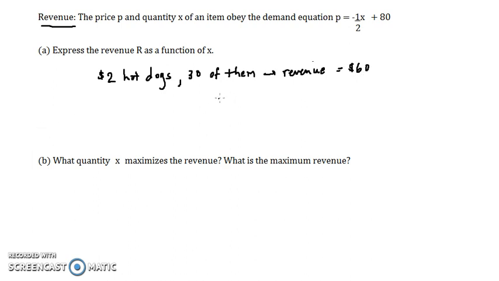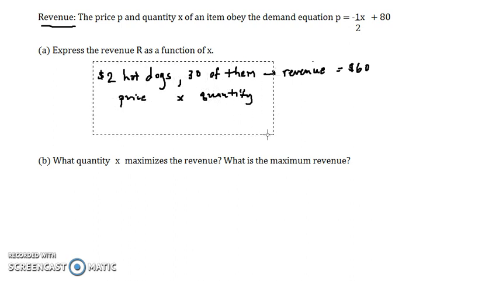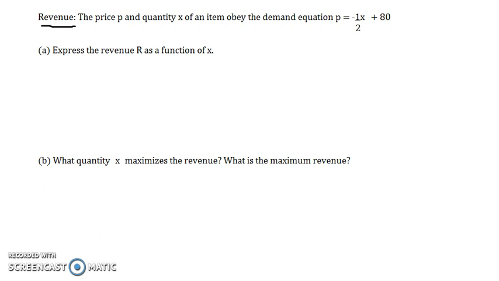Okay, so how did we figure that out? We did $2 times 30 hot dogs. 2 times 30 is 60. He makes $60. Okay, so if we're looking for revenue, we're going to do price times quantity. This is a simple example, but that's how you find it every time. Okay, so let's get that out of the way because that doesn't have anything to do with our problem here. And we'll remember that revenue is equal to price times quantity.